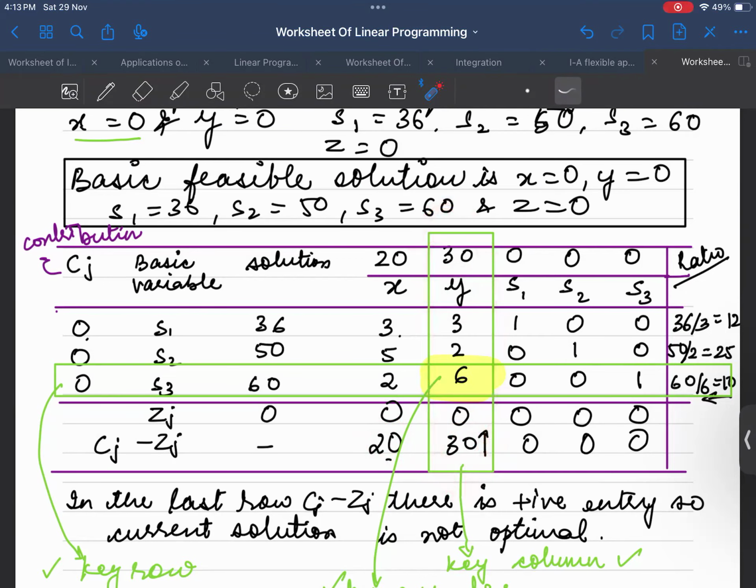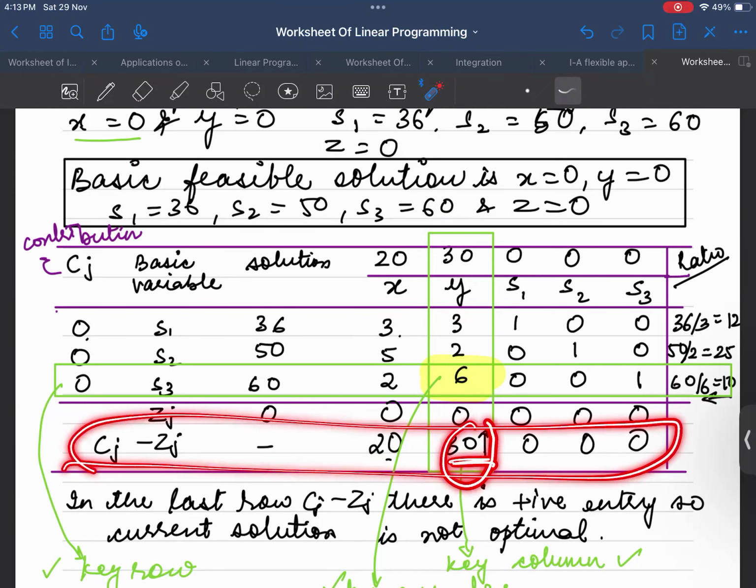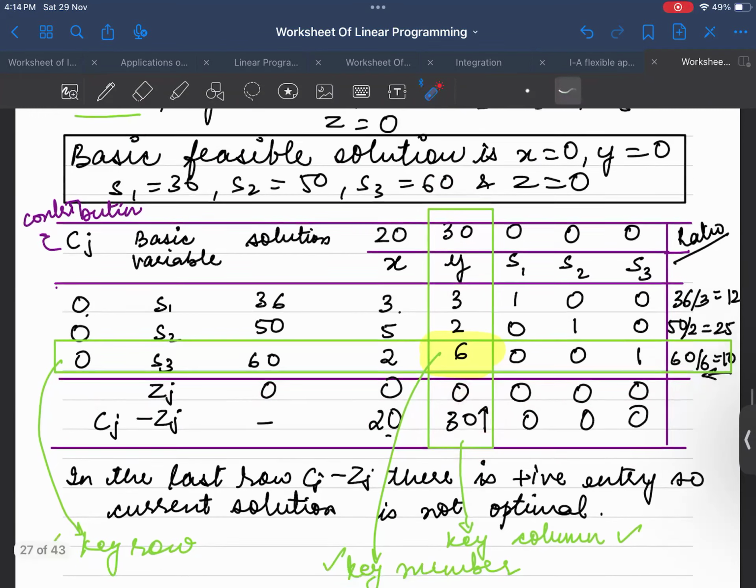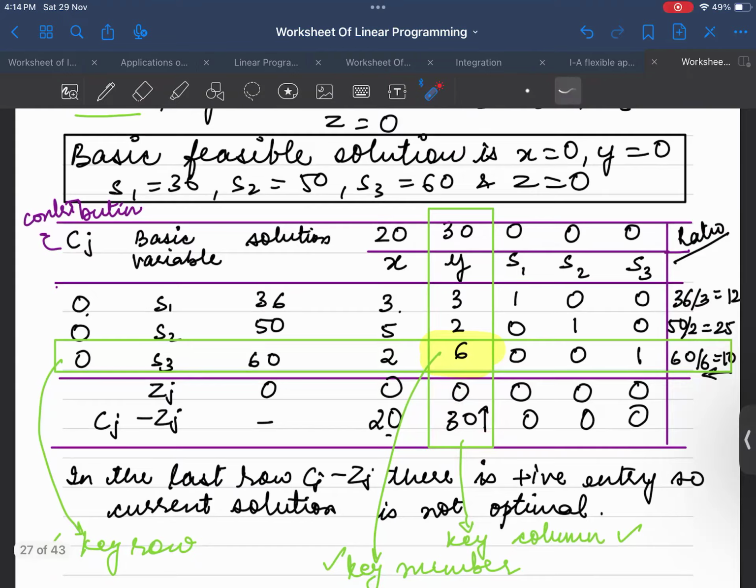The key column corresponds to the largest positive entry of Cj minus Zj. In writing, we can say the key column corresponds to the largest positive entry in Cj minus Zj. Now, in the same way, determine the variable that will depart from the current solution.